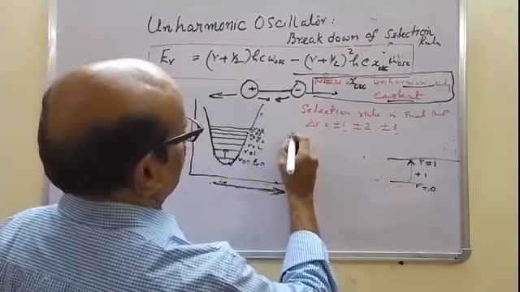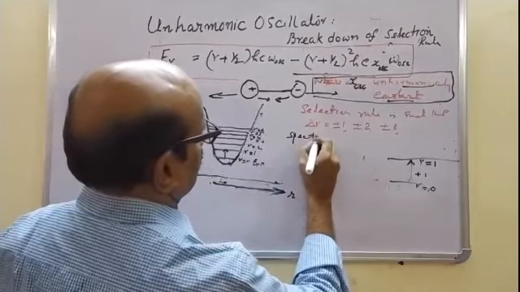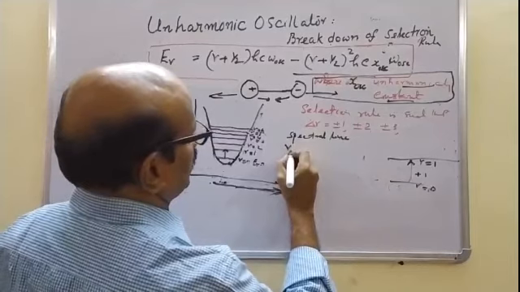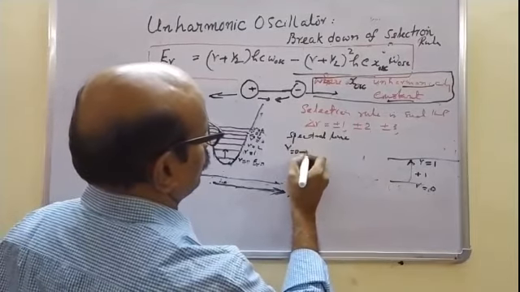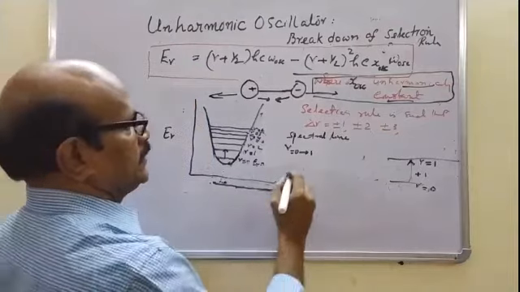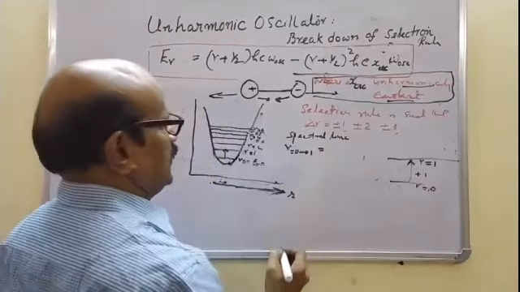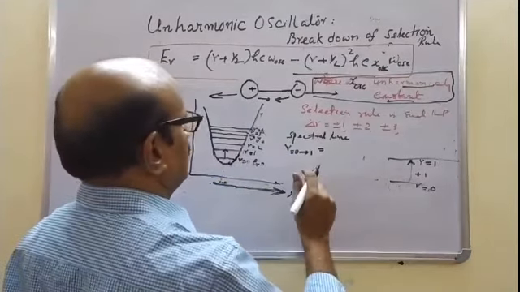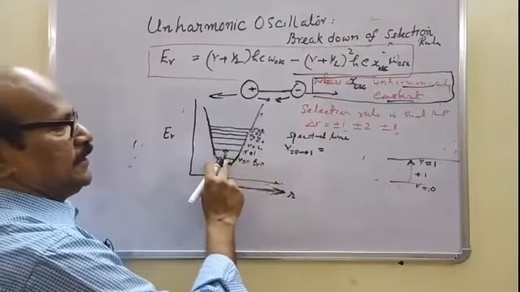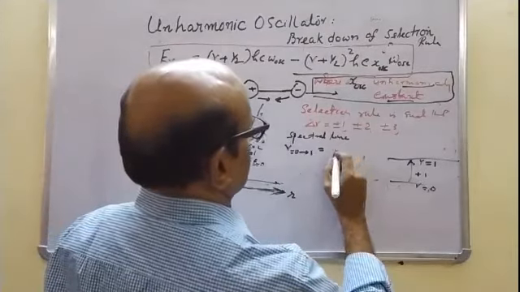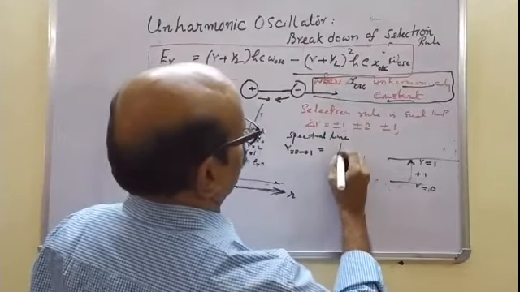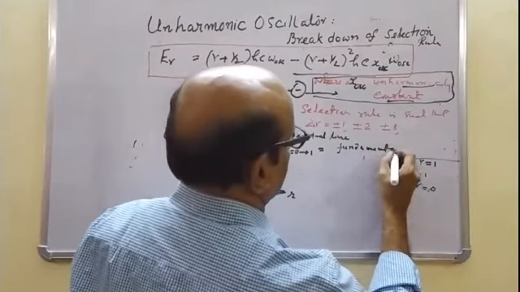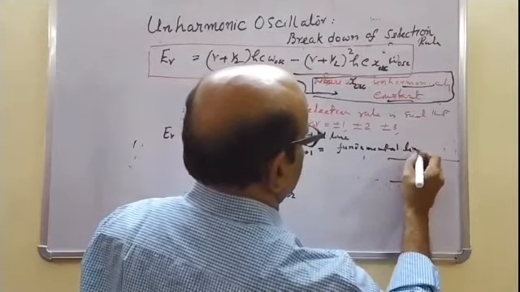Okay, the spectral line arising from the transition nu is equal to 0 to nu is equal to 1. This is called a fundamental transition. It produces a line that is called a fundamental line. Fundamental band എന്നാണ്, fundamental line എന്നാണ് അറിയപ്പെടുന്നത്. That is called a fundamental line.